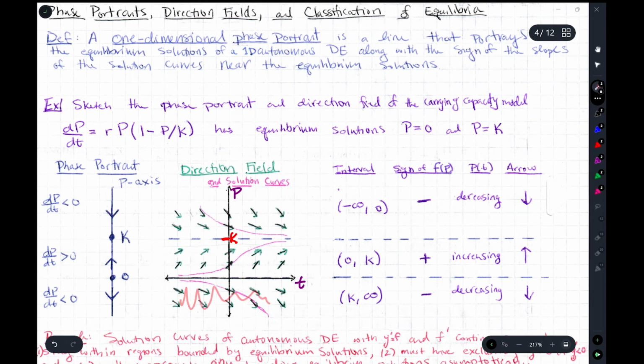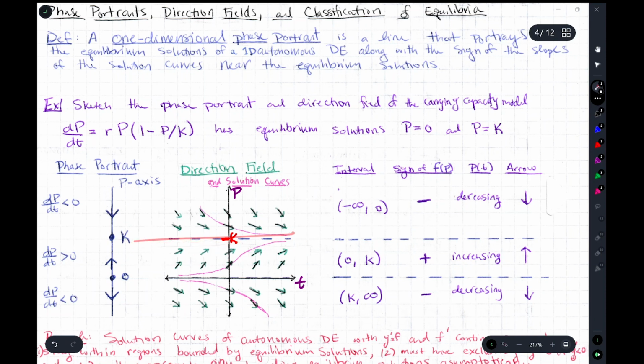Down here, P is negative, which wouldn't make sense in a population model, because how would you get a negative population? But just for strictly mathematical purposes, when P is negative, this would be positive, but this here would be negative, and that's why you're getting negative slopes here. Now, whether the slopes are positive or negative or 0 is what's portrayed in the phase portrait. So for phase portraits, you'll write down where the equilibrium solutions are.